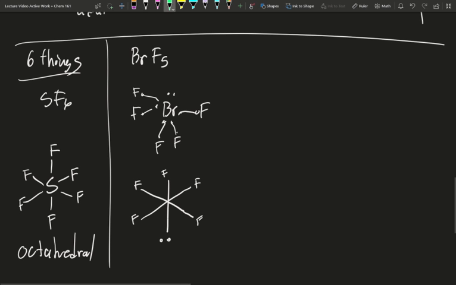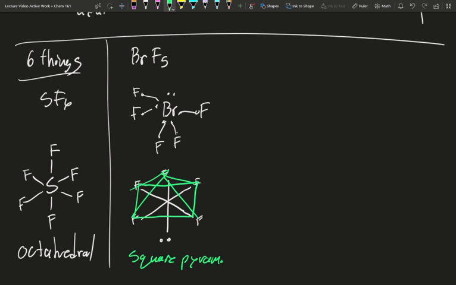We tend to draw it on the bottom because this then lets us see a square base all going up to a single point. Well, when we had a triangle base going to a point, it was trigonal pyramidal. If I have a square base going to a single point, it is square pyramidal. This is 6 things, 5 atoms, 1 lone pair.